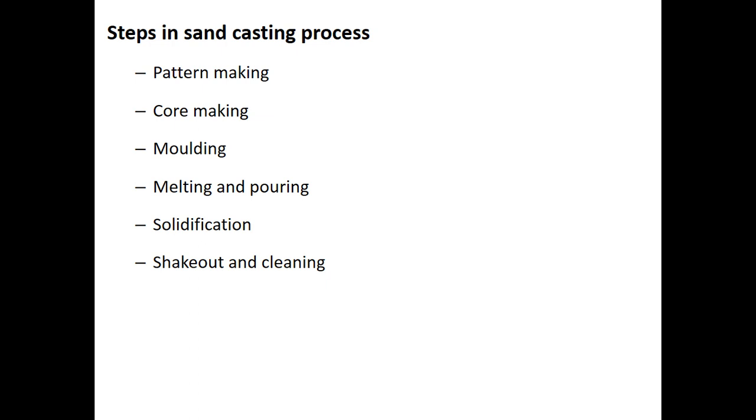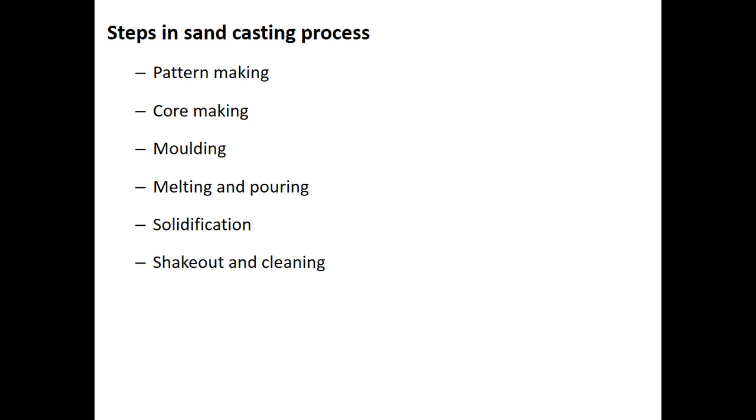Which were they? Pattern making, core making, molding, melting and pouring, solidification, shakeout and cleaning. These were the important steps. And how is the pattern made? What is a pattern? The pattern is the replica or model of the shape of the product to be made by the casting process.